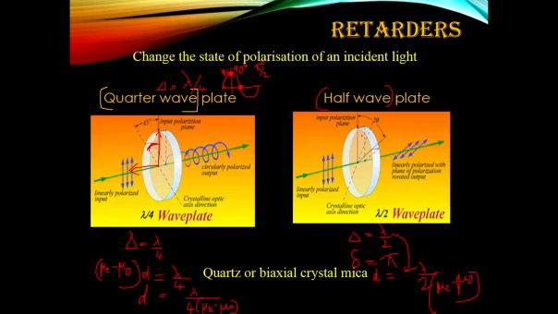What is the thickness for which a plane polarized light may be rotated by 2 theta after traversing through such a plate? We are asked to find the thickness. Then you have to infer that it is about a half wave plate, and then you can make use of this equation. Okay, so remember that point.